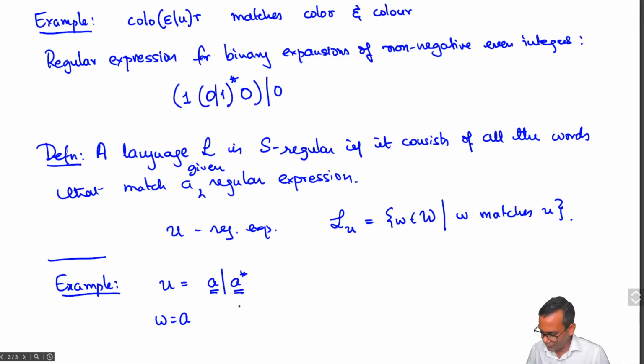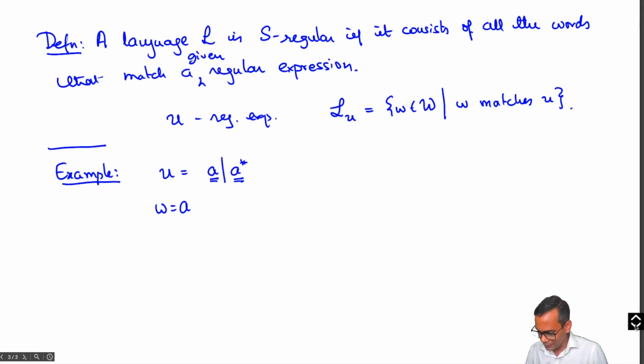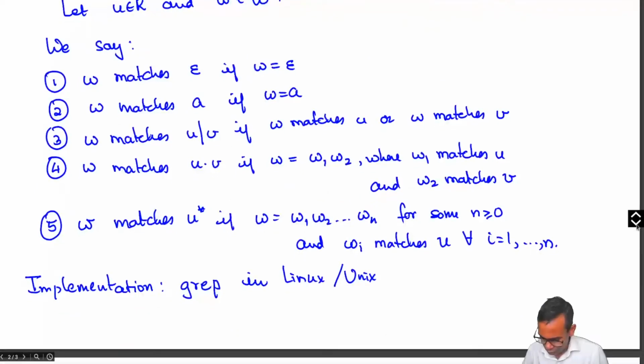So let's just make a slight restriction on the kind of language we are looking at. Suppose we have an S-regular language, we will require that every word in that language matches the regular expression uniquely. So what does it mean to match a regular expression uniquely? To explain this, it's best that I just go back to what it means to match a regular expression. We say that W matches epsilon if W is epsilon. Of course, this is going to be unique. So we'll say that W matches epsilon uniquely.